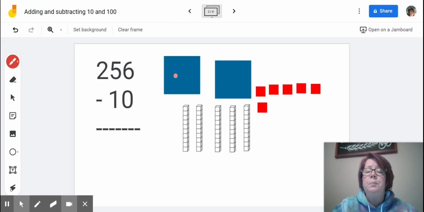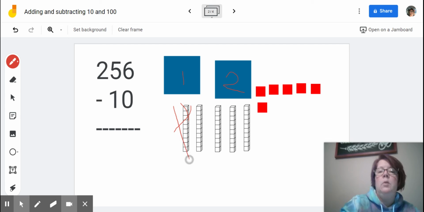So we have 2 100 blocks, 1, 2. We have 5 10 blocks, 1, 2, 3, 4, 5. And we have 6 1 cubes, 1, 2, 3, 4, 5, and 6. And if we're going to take away 10, we're just going to take away one of these 10 cubes. So we can draw an X through this 10 cube. I'm going to do it with my finger.